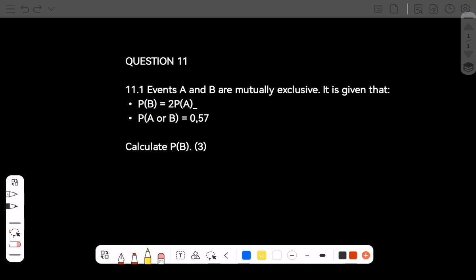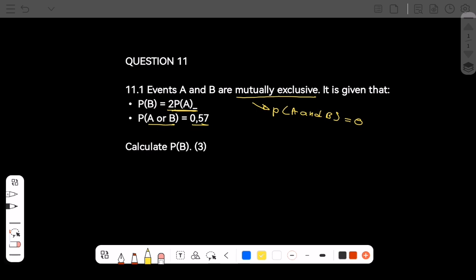Let's go here. Events A and B are mutually exclusive. When they say A and B are mutually exclusive, they're trying to say that the probability of A and B is equal to 0. By just seeing mutually exclusive, you have to note down that the probability of A and B equals 0. That's it. It is given that the probability of B is equal to 2 times the probability of A. The probability of A or B is equal to 0.57. Now they want us to calculate the probability of B.